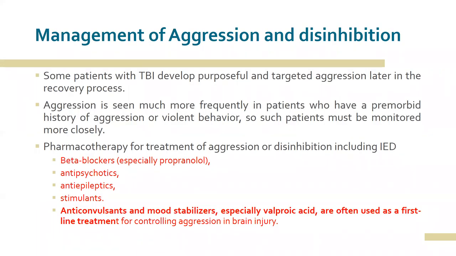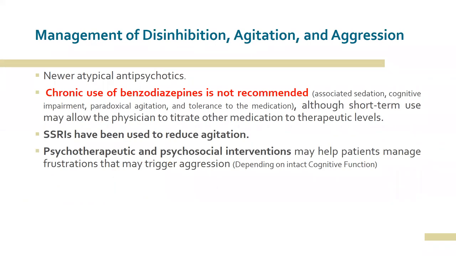In pharmacotherapy for the management of aggression and disinhibition, we generally give low-dose antipsychotics, anti-epileptics, stimulants, or beta blockers, especially propranolol. Propranolol is generally given in a dose of 20 milligram BD or 10 milligram TDS. At 10 milligram BD or TDS, or 20 milligram BD, it works as an anti-anxiety agent or to relieve restlessness.